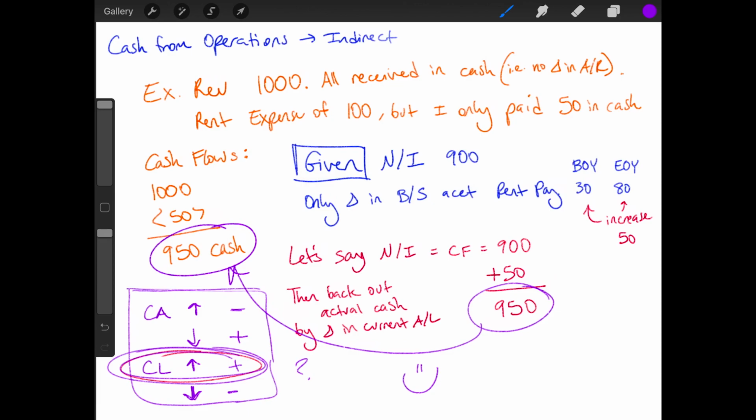I also want to note in this video, we only discussed how to solve for cash from operations, and you'll also have to deal with cash inflows and outflows related to investing and financing when you're looking at a cash flow statement problem in its entirety.